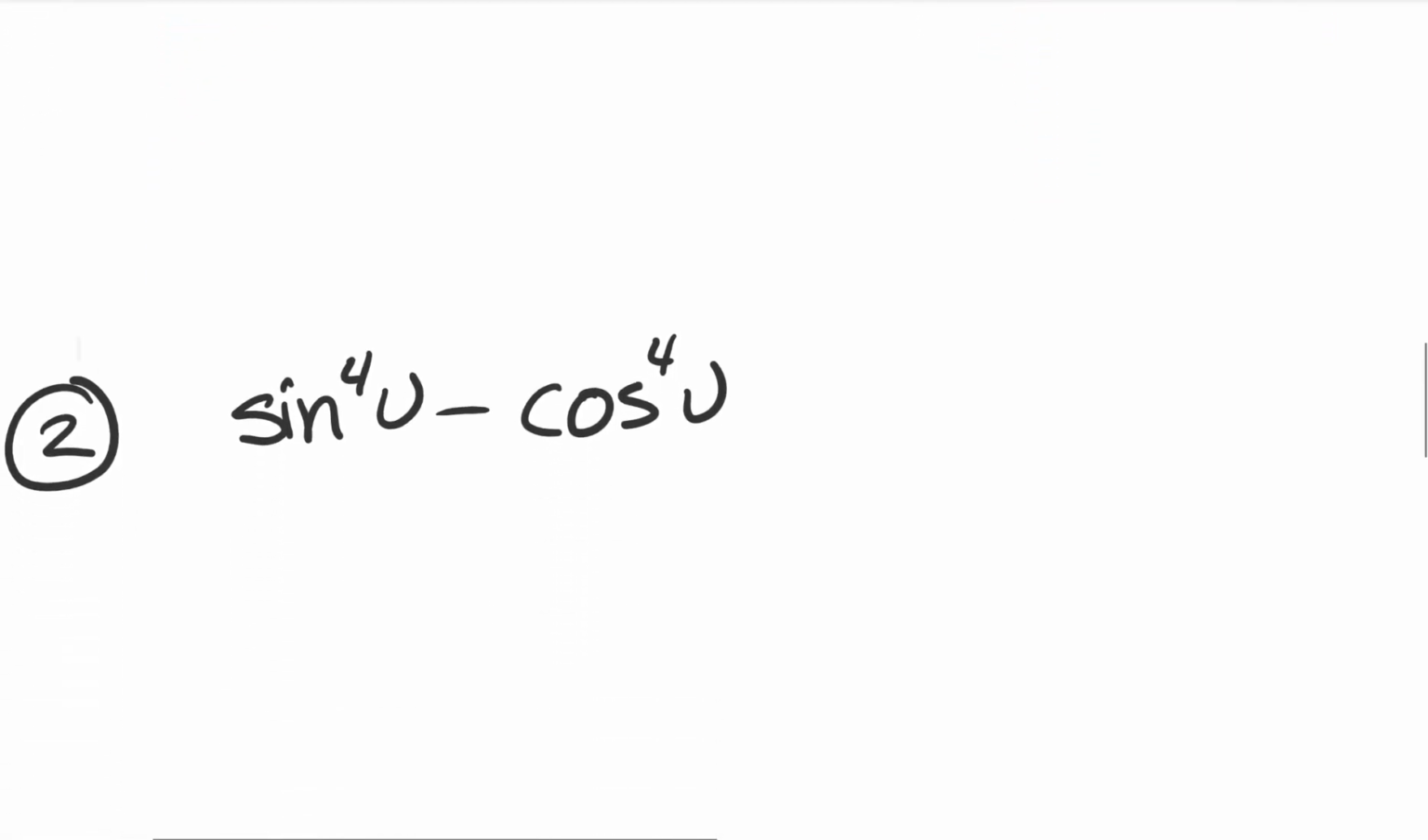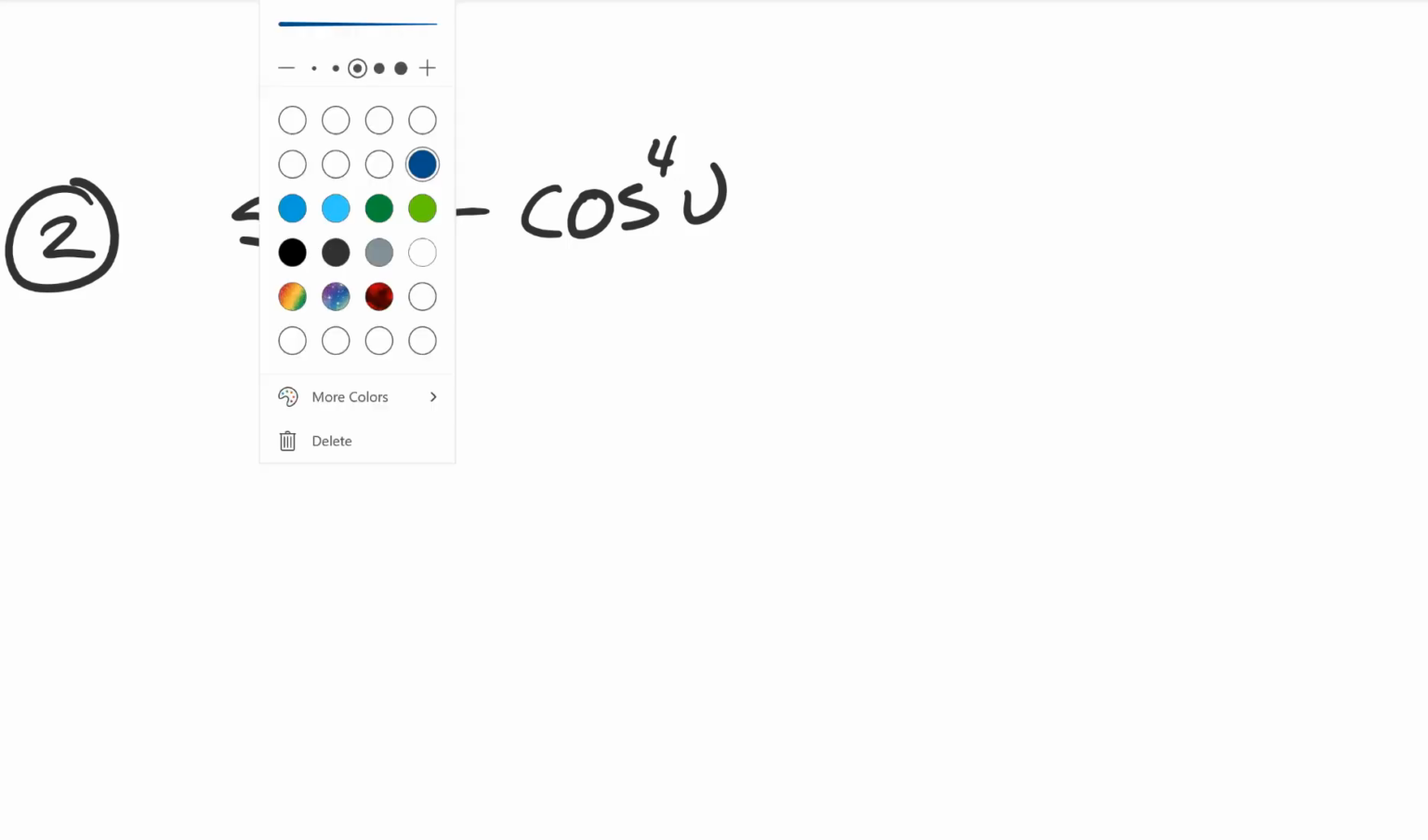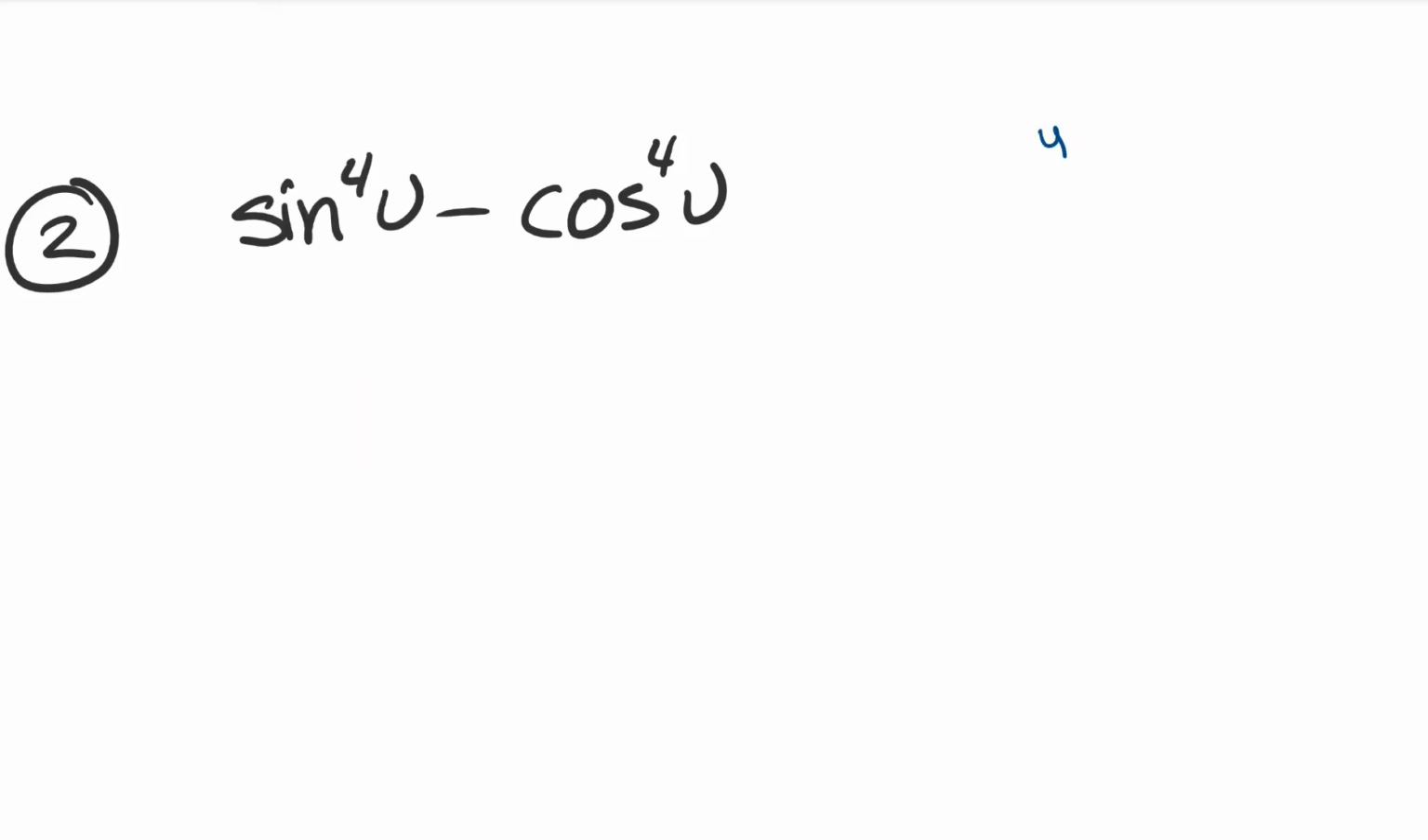Let's go to this one, and it's kind of the same game. Let me use the same variables. Let's go y to the 4th minus x to the 4th. But this is actually just y squared squared minus x squared squared. You believe me on that? 2 times 2 is 4. So what we've actually created is something squared minus something squared.